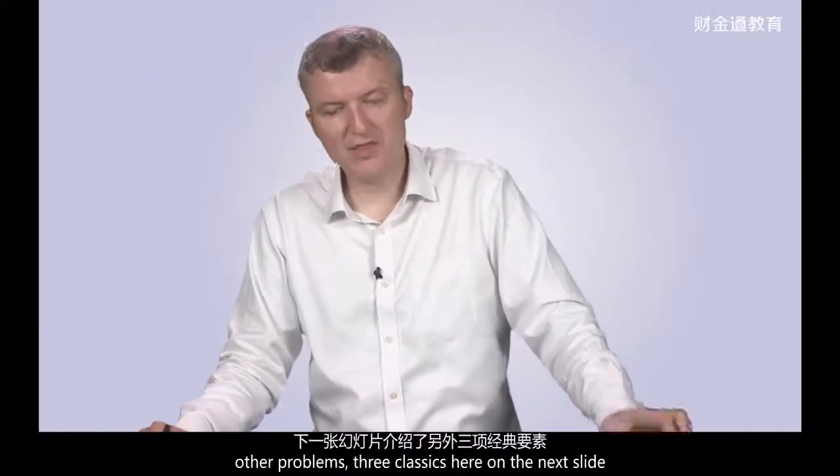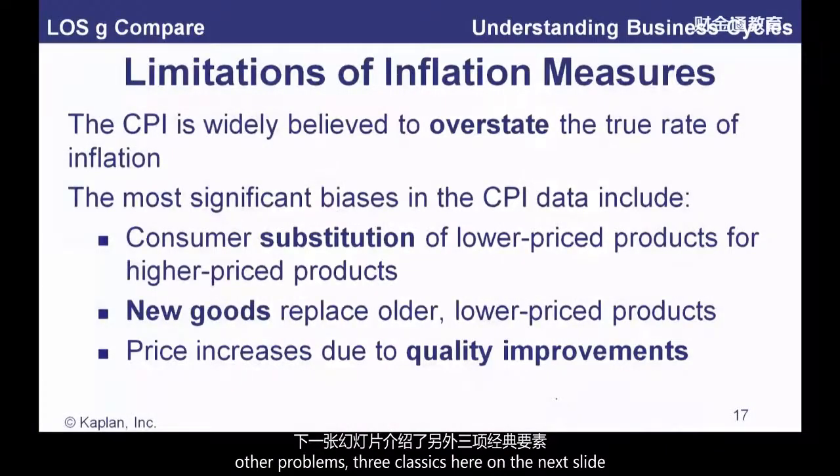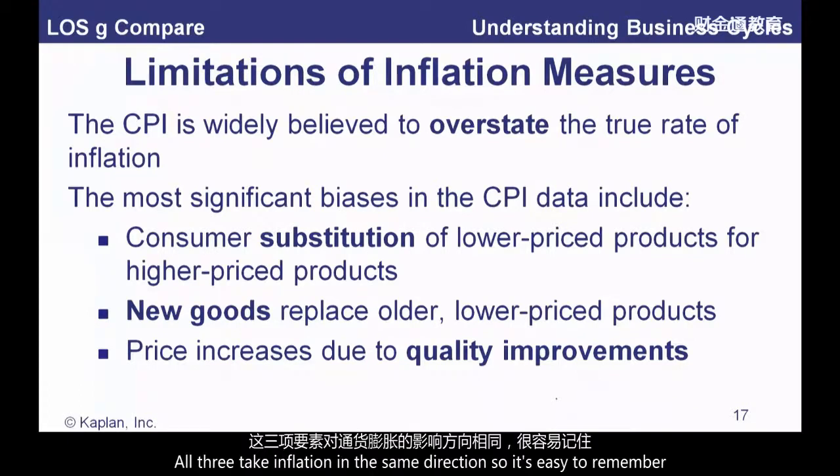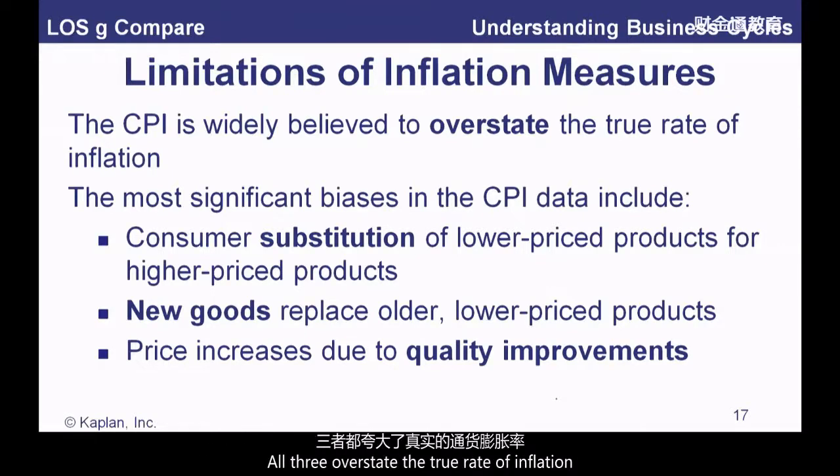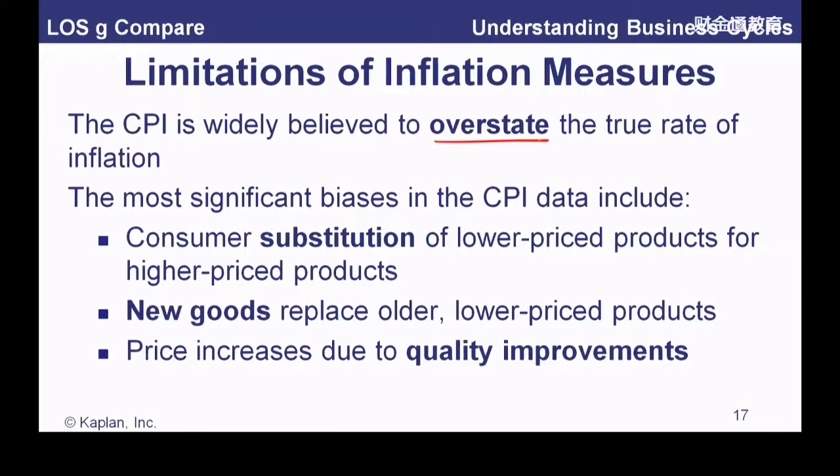Other problems, three classics here on the next slide: substitution, new goods, and quality improvements. All three take inflation in the same direction, so it's easy to remember. All three overstate the true rate of inflation.